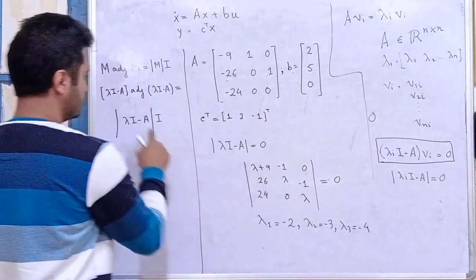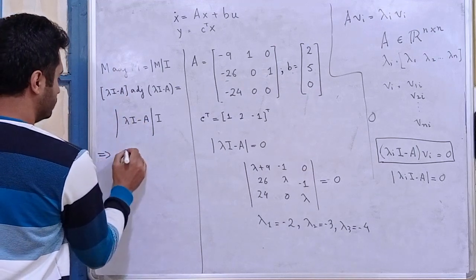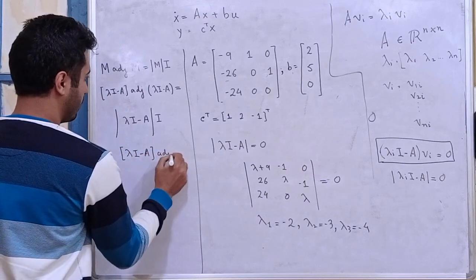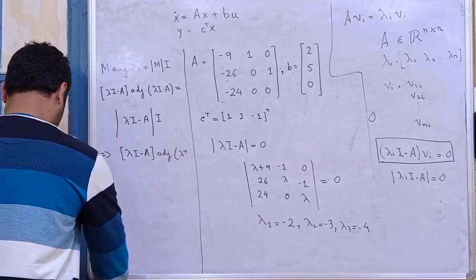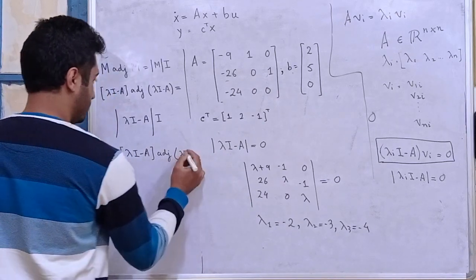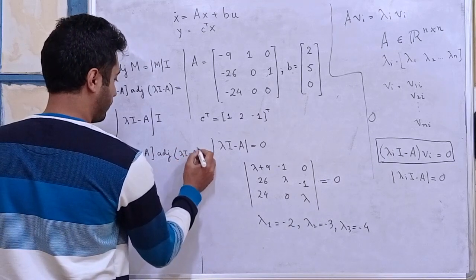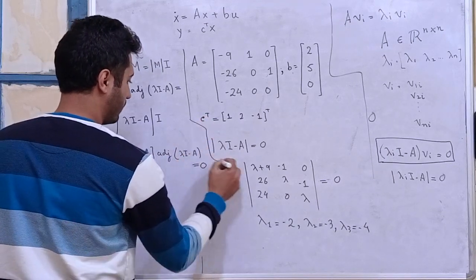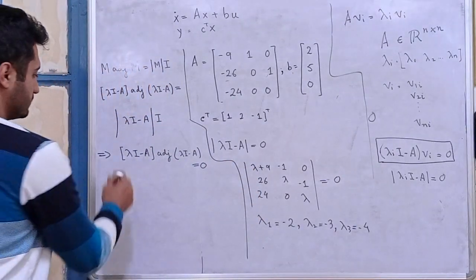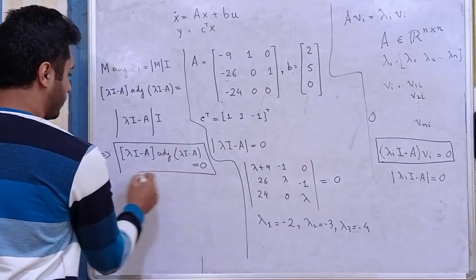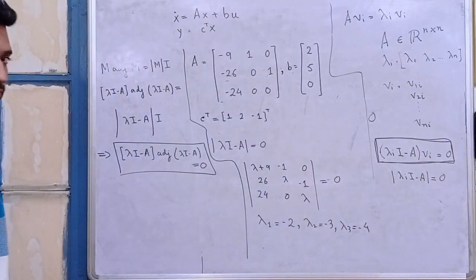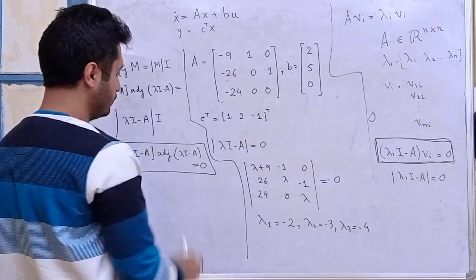So the right hand side goes to 0, and you get only lambda I minus A into adjoint of lambda I minus A equal to 0. Okay, that's fine up to here. Now compare this equation with this equation, the two that I boxed.